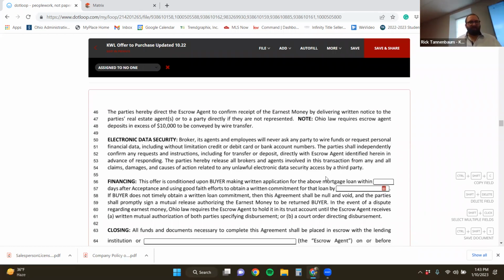That first paragraph on lines 46 to 48 just talks about Ohio's law requiring $10,000 or more to be wired. So if your earnest money is $10,000, they can't drop off a check. It has to be a wire. Same thing goes for closing funds.